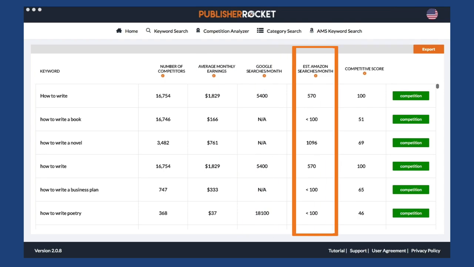Well, that's where the estimated Amazon searches per month number comes in handy. With this number, you now know how many people are typing in a word or a phrase into Amazon. Basically, you can quickly see if a keyword really does have a market or really will get Amazon shoppers to see your book.